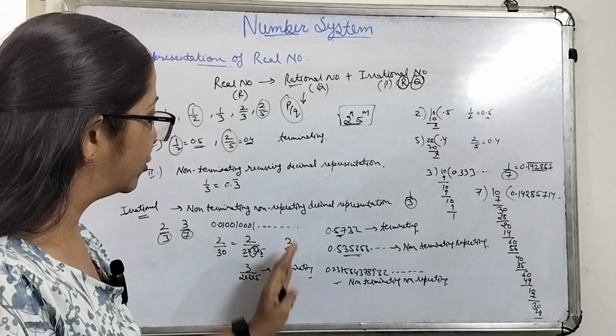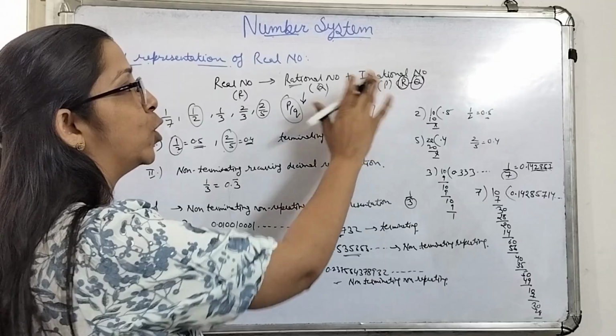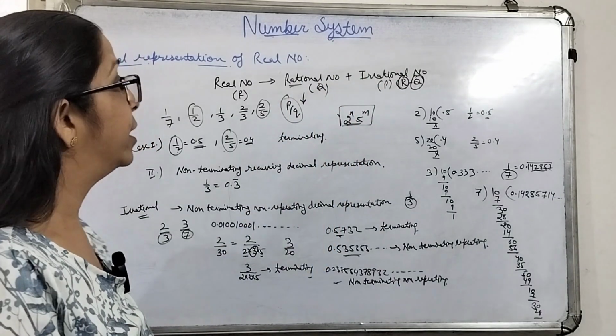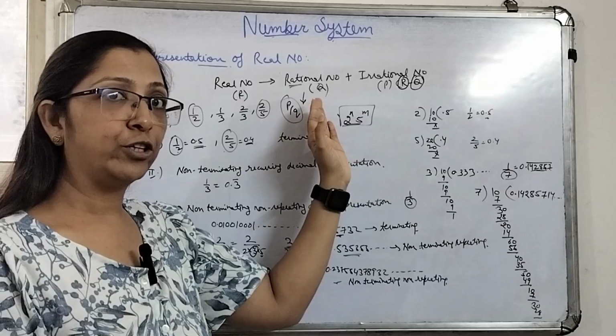So what we can conclude from here is that real numbers are either rational numbers or irrational numbers. Rational numbers are the numbers which can be represented in the form of P upon Q.